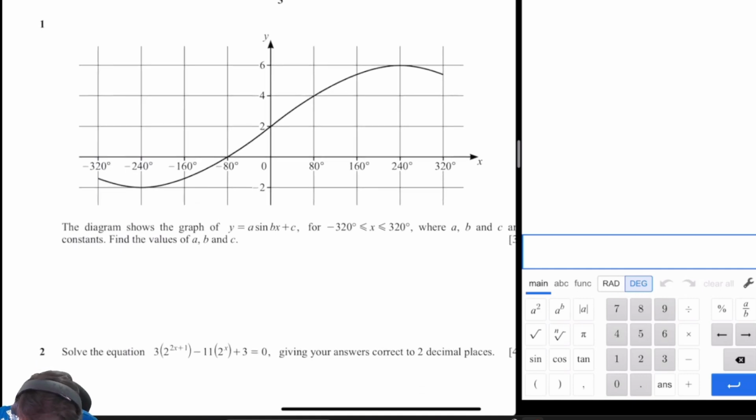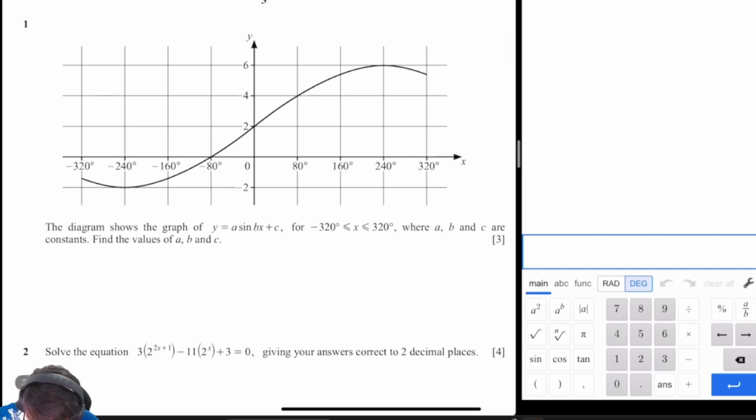So y is equal to a sine bx plus c. Let's see how we solve these questions. Again, like I said, we always look for the things that are easiest to solve, and in my opinion, that is the amplitude. So look for the lowest point and the highest point.